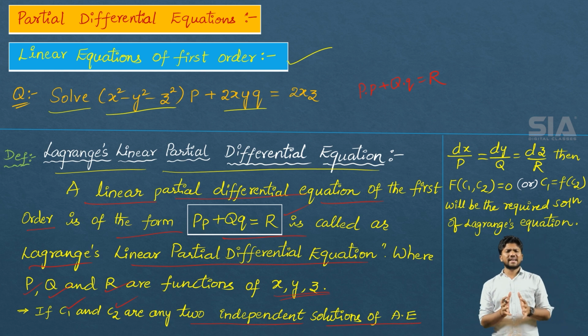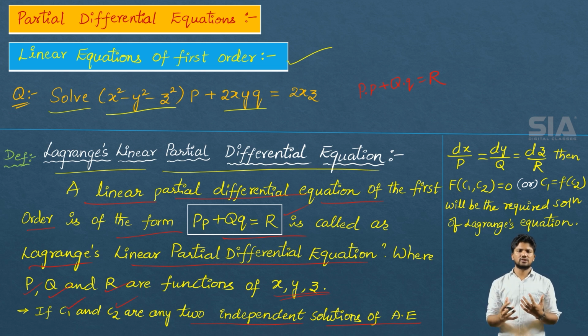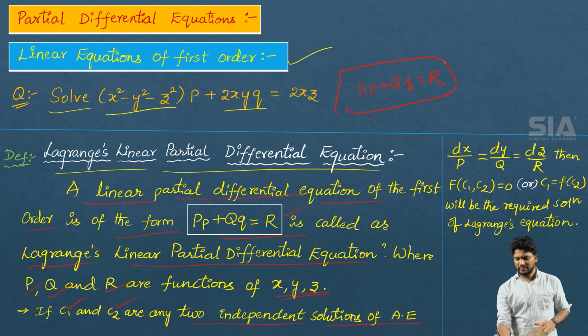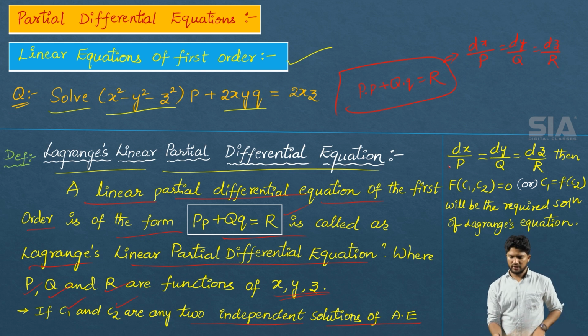Now, to solve this Lagrange's linear partial differential equation, there should be some method. Based on which method are we going to find the solution of this equation? Here, if C1 and C2 are any two independent solutions of the auxiliary equation. Auxiliary equation means, whenever you have a partial differential equation in this format, the auxiliary equation is dx/P = dy/Q = dz/R. That is the auxiliary equation.